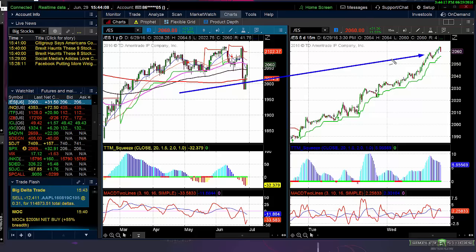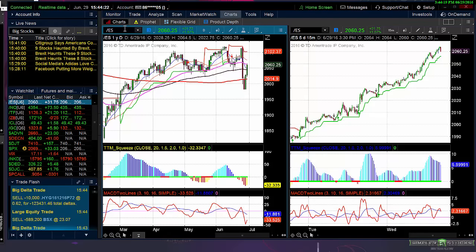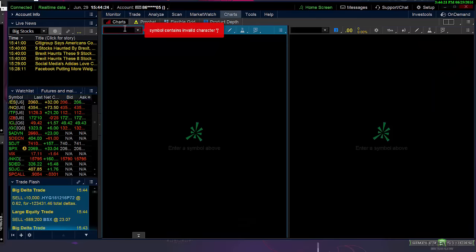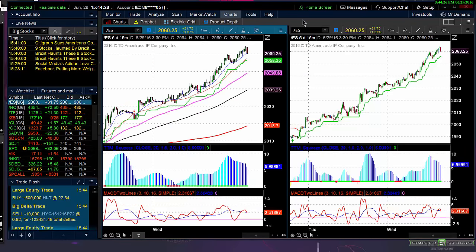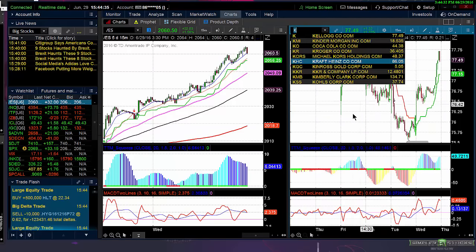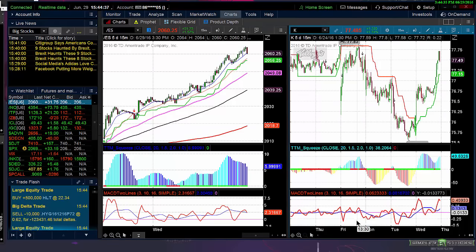The key on almost all of these: put the ESs on the left and put it on a 15-minute chart. Now I'm going to show something completely unrelated, but this is the type of thing we're going to look for. I'm not saying to short Kellogg at all. I'm just showing you that this is what you're going to look for on a short idea. You want to look for something crossing under its ATR trailing stop and then forming like a bear flag under it.